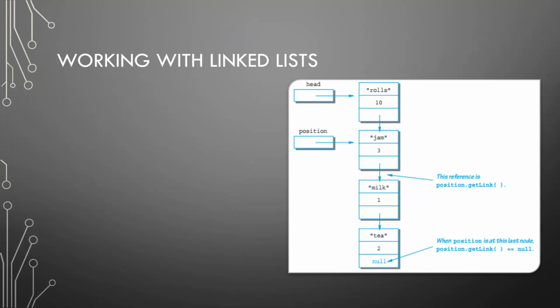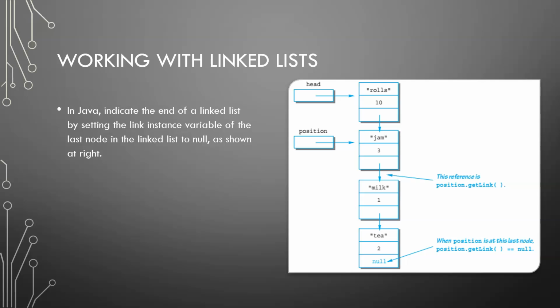Well, let's take a look at another diagram here to help us digest this. In Java, we indicate the end of a linked list by setting the link instance variable of the last node in the linked list to null, as shown below. So you can see here, if we follow, we've got our head variable pointing to rolls 10, and then of course we have position pointing to jam3. This is the reference, position.getLink, and then of course milk1, tea2, and you'll notice this right here, when it's at the last node, position.getLink equals null. So it changes right here to null. And that is the key differentiator here, that instead of pointing to another memory reference, it's going to instead point to null.